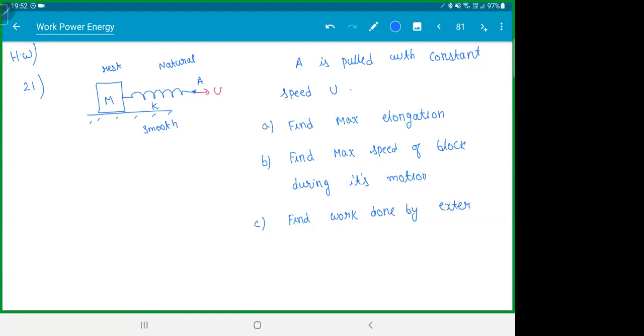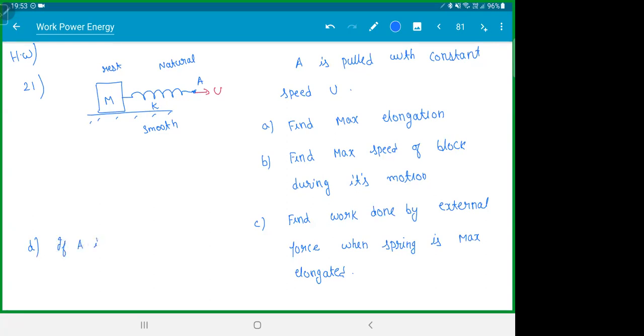Find work done by external force till the spring reaches maximum elongation. When spring is max elongated. D part.